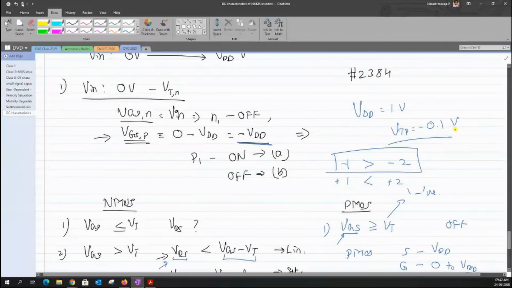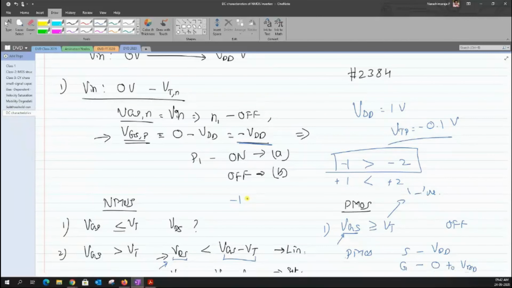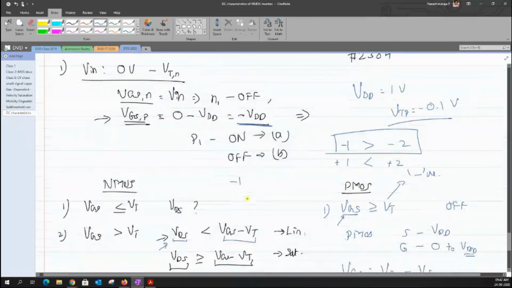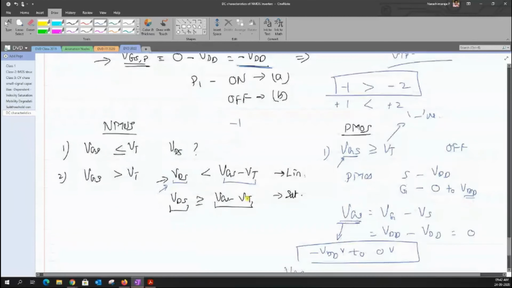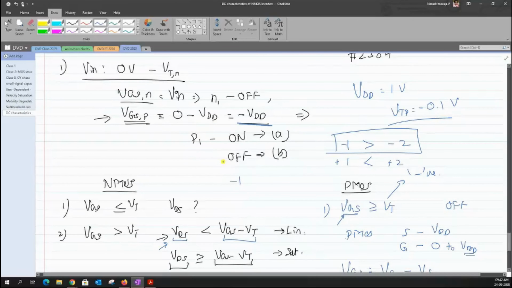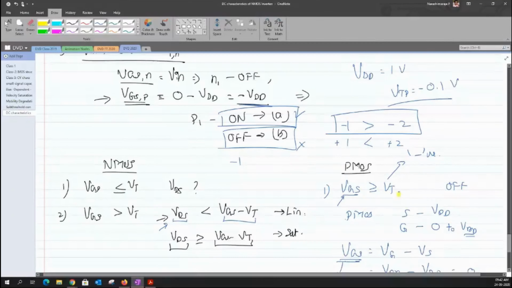So with this, let us try to think. Now, when I say I have minus 1, and I'm comparing with minus 0.1, whether the transistor is on or off, the VGS is more negative than the threshold voltage of the device. So this means our PMOS is on. So the answer of A is right, and the reason could be thought of with this simple process, whether I'm more negative or less negative.